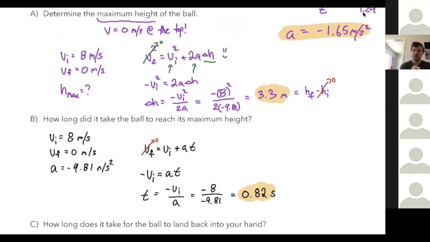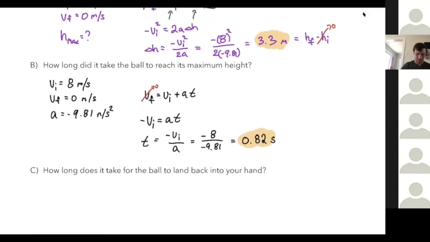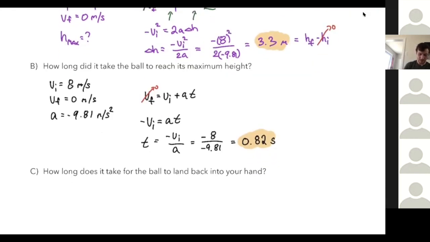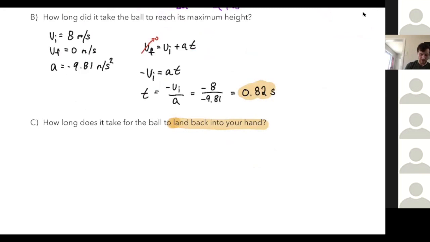Now, there's a really cool thing about free fall. If we want to know how long it takes for the ball to land back in your hand, well, if we draw a picture, here's my hand. This ball is going to go up for 0.82 seconds. The acceleration is gravity. Gravity doesn't change. How long do you think it's going to take to go right back down?